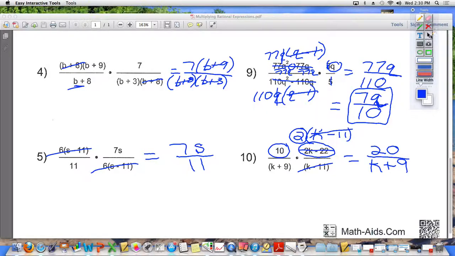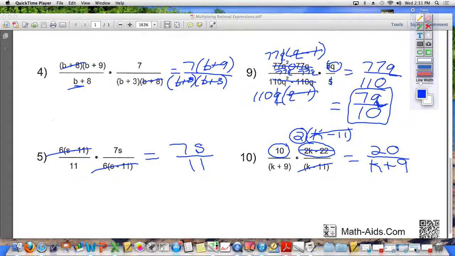Do we have to put in parentheses? Parentheses? What in parentheses? K plus 9. No, I didn't put it in parentheses. I know, but do we ever have to?